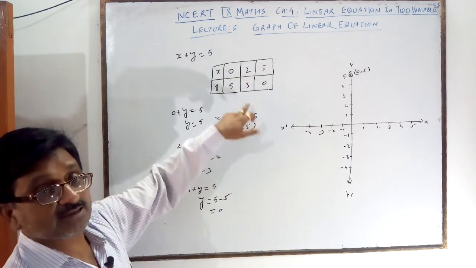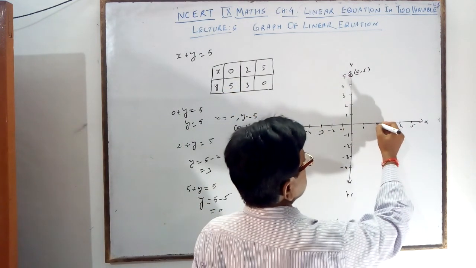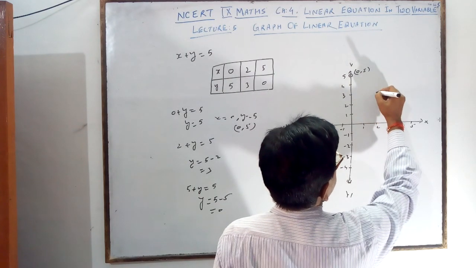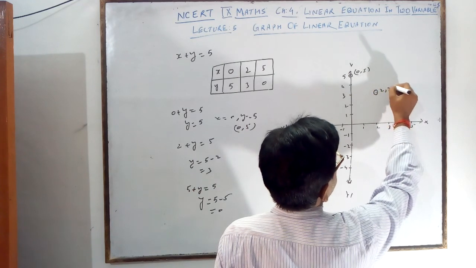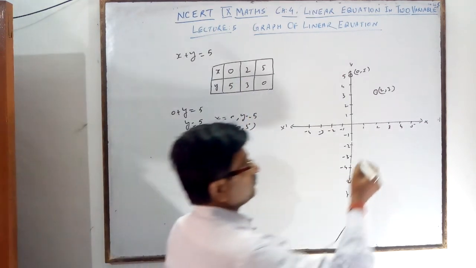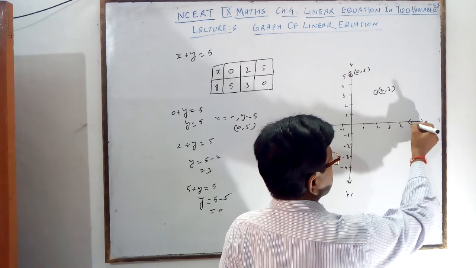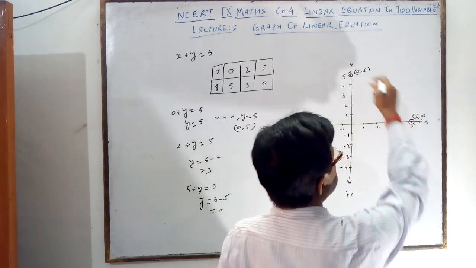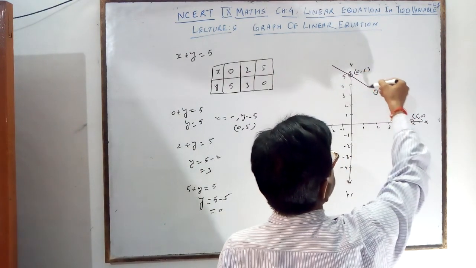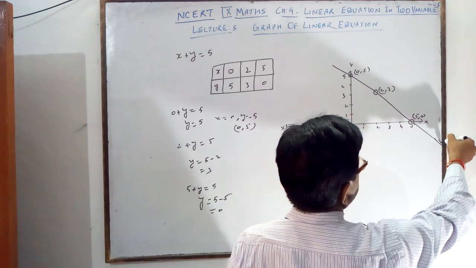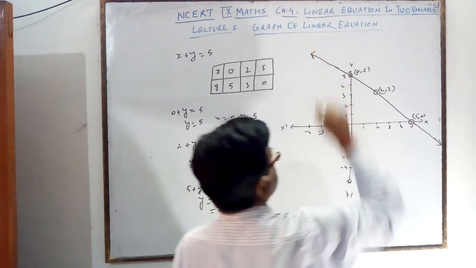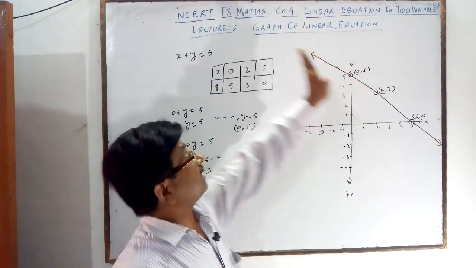The second point is 2 comma 3. x is 2; on 2 you go up to 3, and you get a point which is 2 comma 3. It is your second point. The third point is 5 comma 0. On x equal to 5 you get the point 5 comma 0. So you plot 3 points on the graph paper, and then with a scale you join these 3 points and you get a straight line.